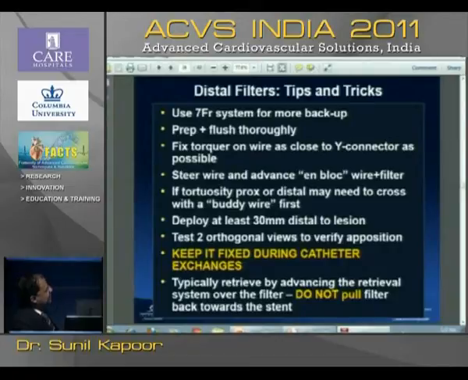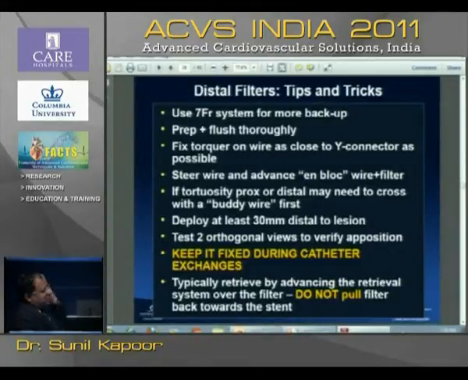Use 7 French again. Whenever you're planning an SVG and whenever you're using an embolic protection device, use a 7 French system. Prep and flush thoroughly. Fix the torque on the wire as close to the Y connector as possible, because sometimes it may get twisted at that point. Then steer the wire and advance en bloc both the wire and the filter. And if there is tortuosity, again use a buddy wire.